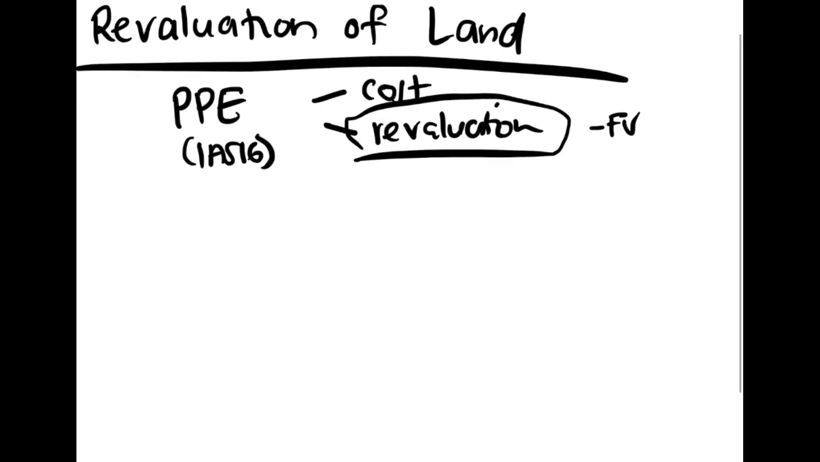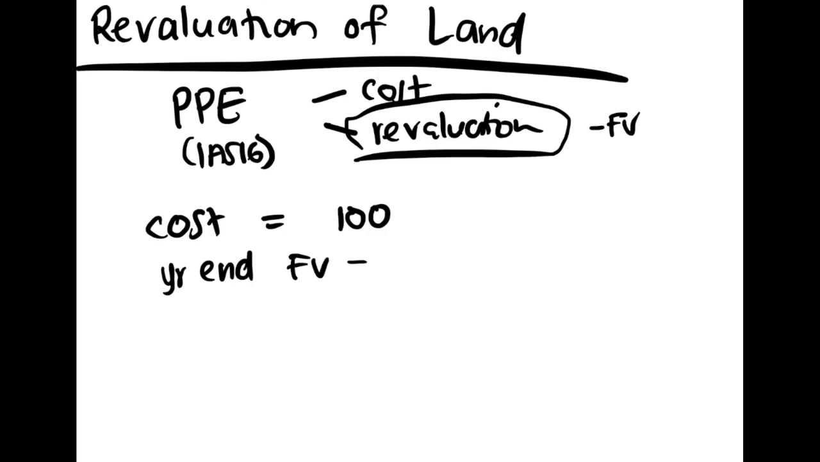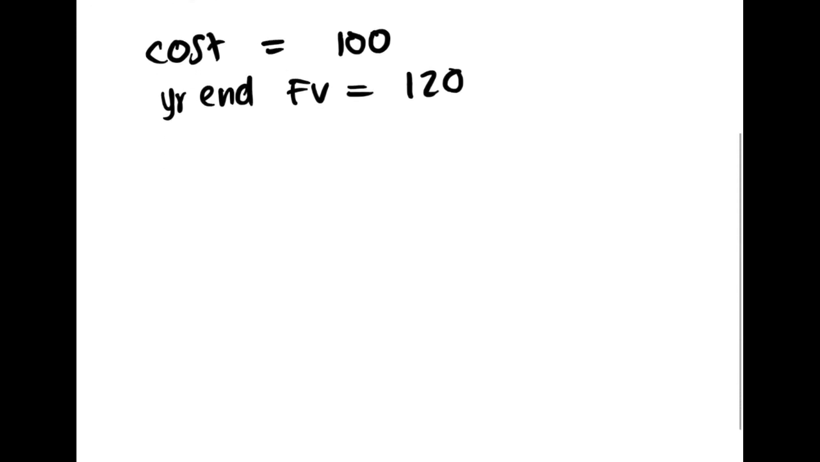Well, let's imagine that we purchased our land initially for 100 Rand. And so we initially purchased it for 100 Rand at the beginning of the year. And in this case, we're going to assume that at the end of the year, this is when the business is doing the revaluation. So at the year end, the fair value of the land is now 120 Rand. So how do we do this revaluation? Well, we can see that the value of the land has indeed increased, and that increase is 20. So it's gone up by 20.